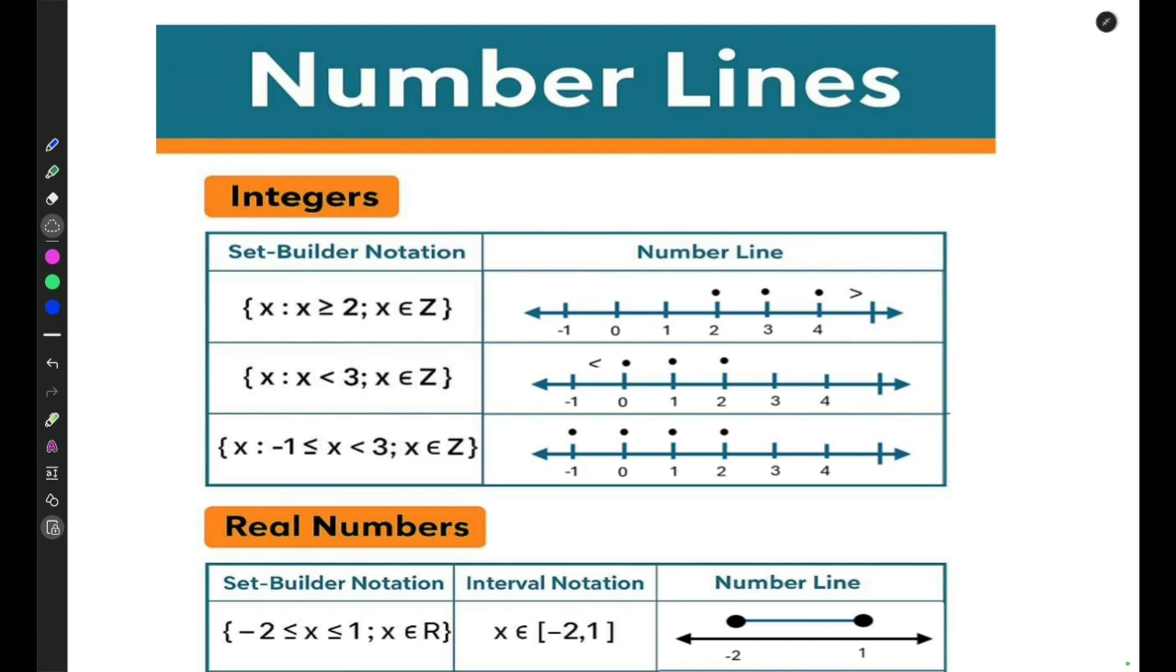And then the third one says between -1 and 3. Look closely. -1 is included, but 3 is not included. So I'm not going to put a dot there. Make sure you read very carefully in your test. These are easy marks, but it's also easy to make a little mistake.